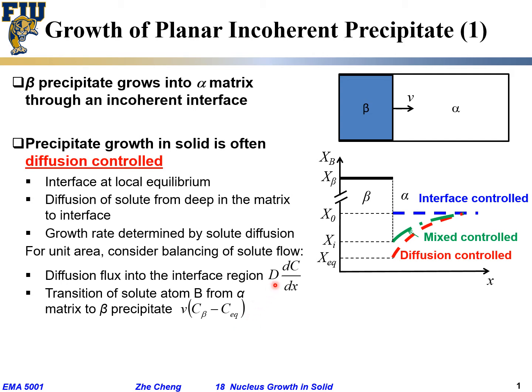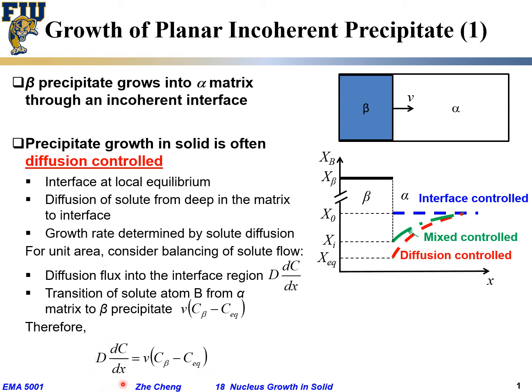So if we consider these two, then we would have a balance. The flux of solute atom into the interfacial region would be the same as the transition of the solute atom from alpha phase to beta phase. Okay, velocity times the concentration gradient. You may wonder, is this true? So let's check the unit.